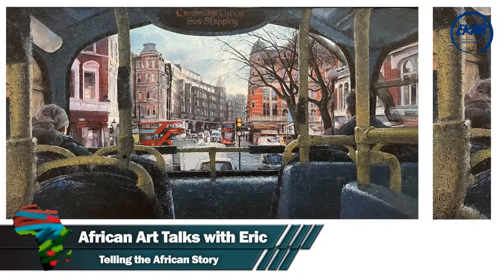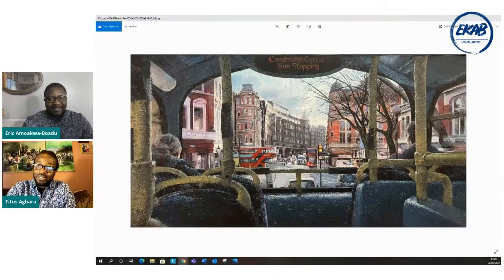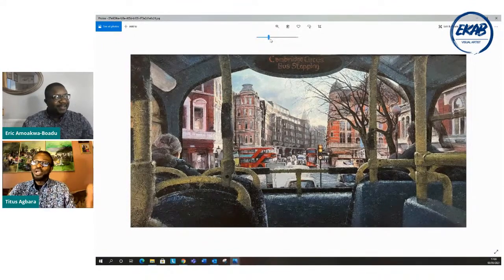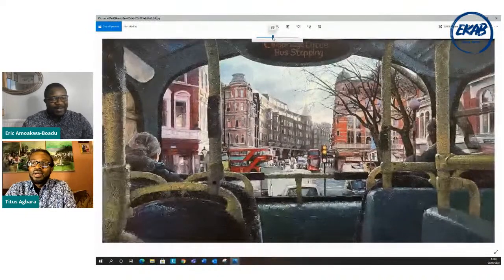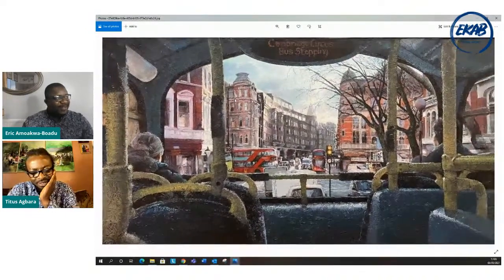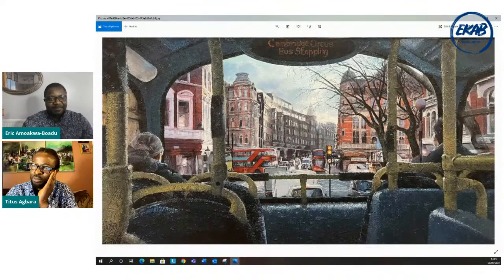On my main route to my day-to-day work in central London, there's an area called Cambridge Circus. It's a junction where all the buses from all angles come to meet. I'm actually on the bus when I have that thought flow about my life generally. I say, wow, what am I doing in London as an artist? I'm not living the way I'm supposed to live in Nigeria. Is this the end of it? No way. I have two thoughts going in me.